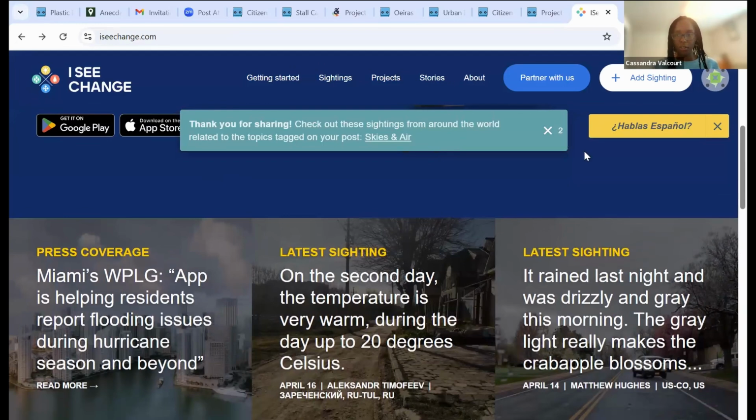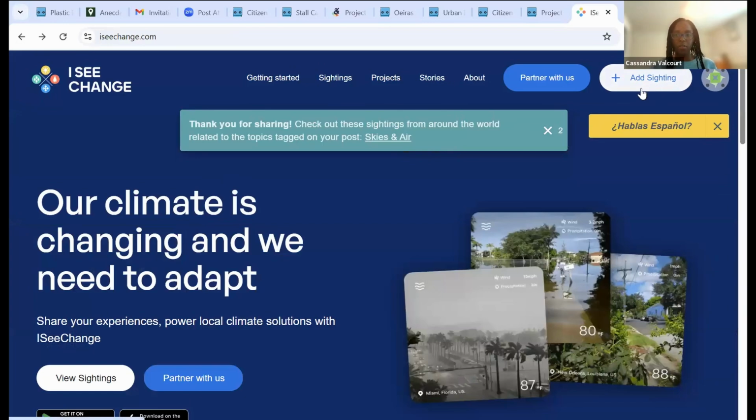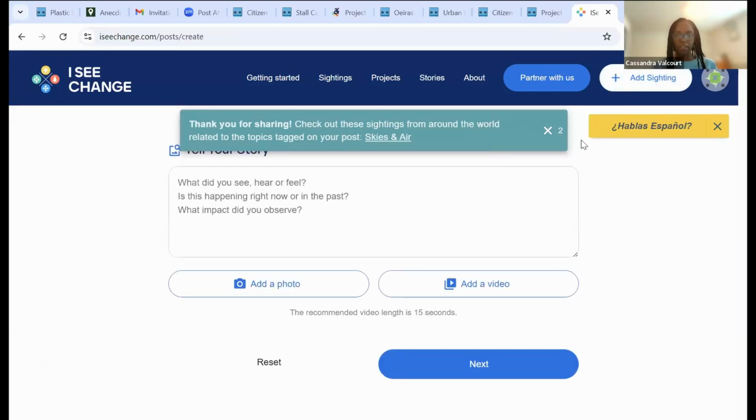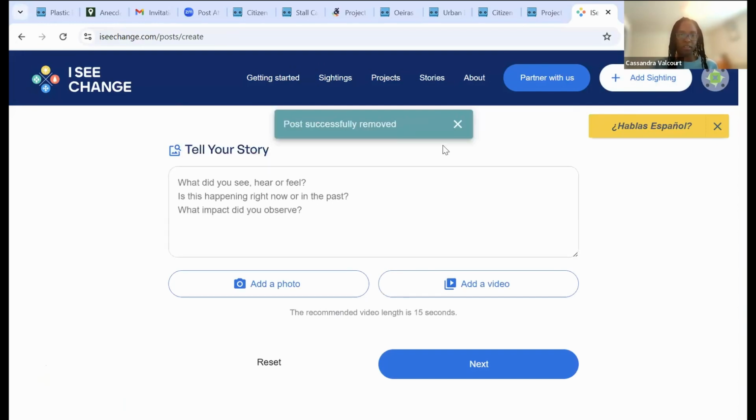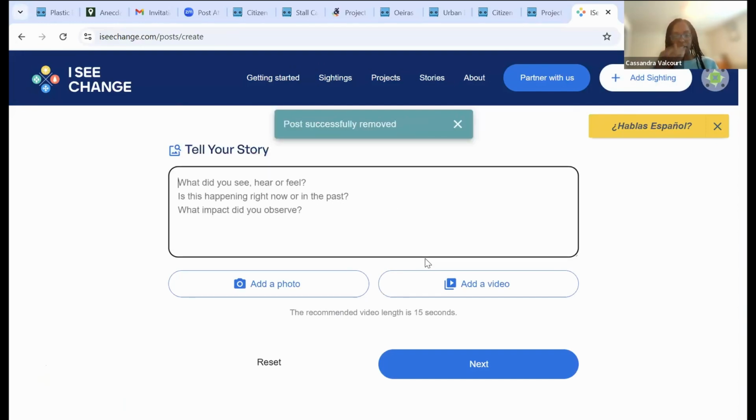So to start the project, you can either log in and create a login, or you can just go in and add a sighting. And it's pretty straightforward. You just record what you see with this little story. So, for example, I could see maybe flooding in my basement.